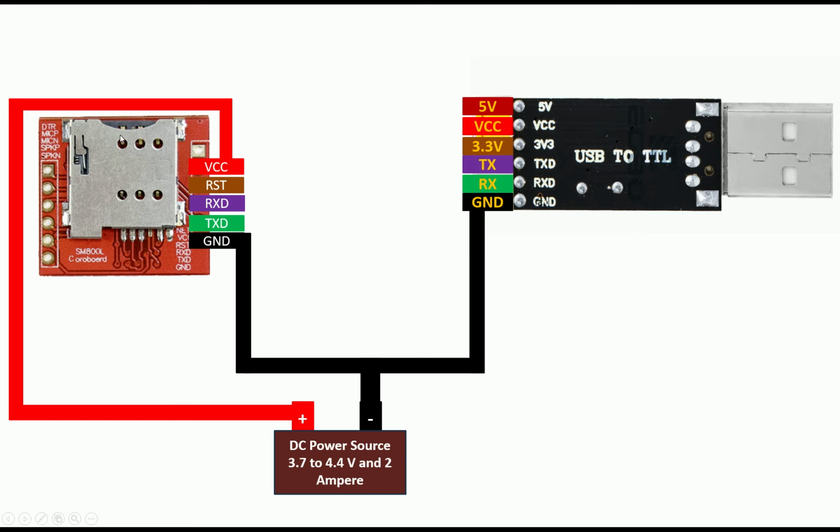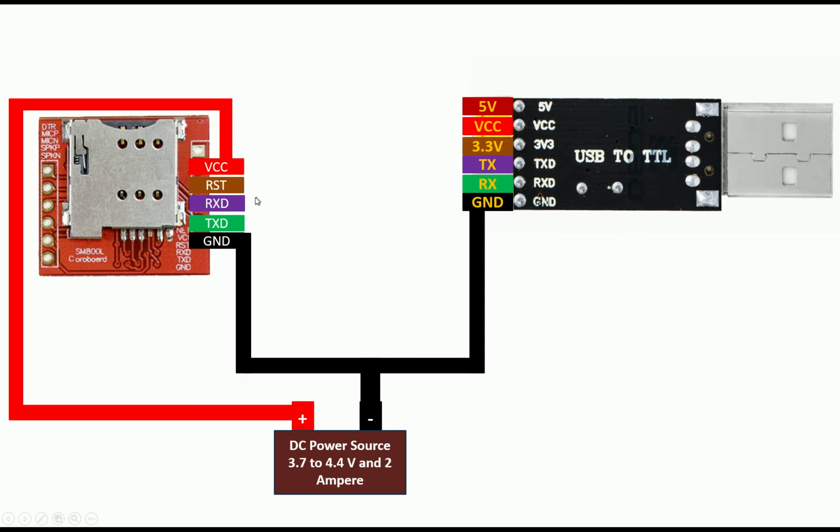Now the Sim800L module is getting powered up from the battery, but we will not connect this positive supply to the USB to TTL device, because once we connect this device to the computer, it will automatically power up. So that's all. You do not need to connect this to anything else. We are just powering up the Sim800L module from the battery, and the USB to TTL device will be powered up from the computer. Simple as that.